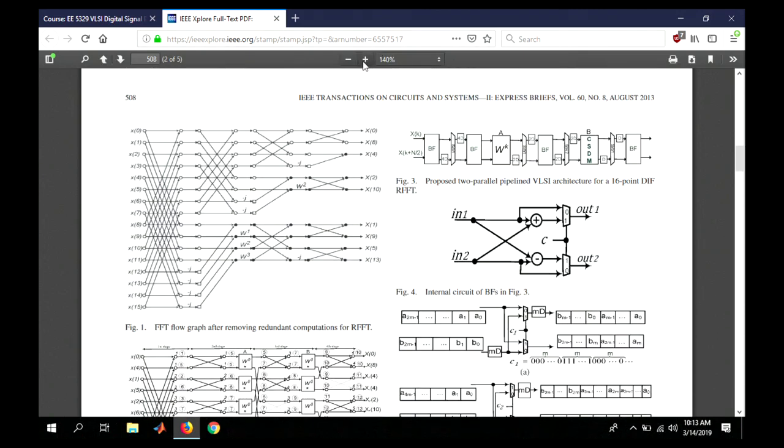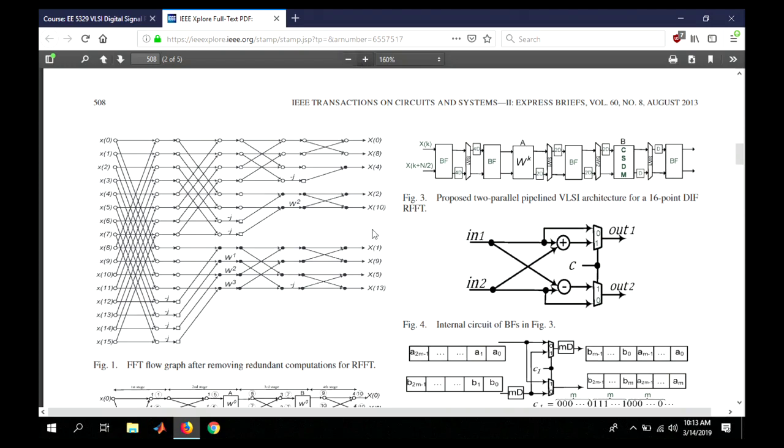What I tried to do in this paper, basically, the previous paper didn't talk about two parallel. So this paper talks about two parallel design. So your homework is going to derive this figure 3 and control circuits and so on. So this is the same 16 point. There is a small difference. I tried to make it clearer in these diagrams.